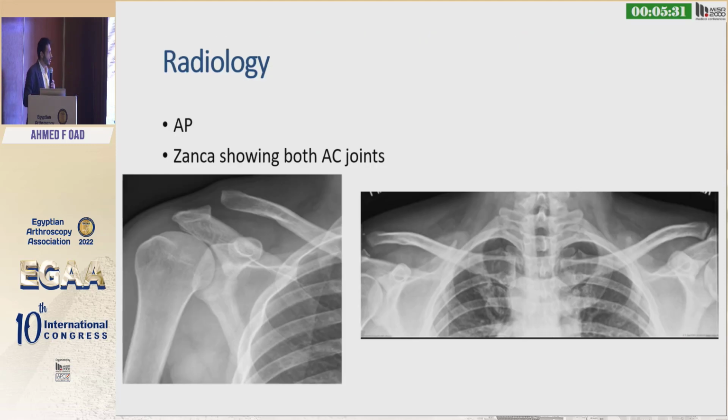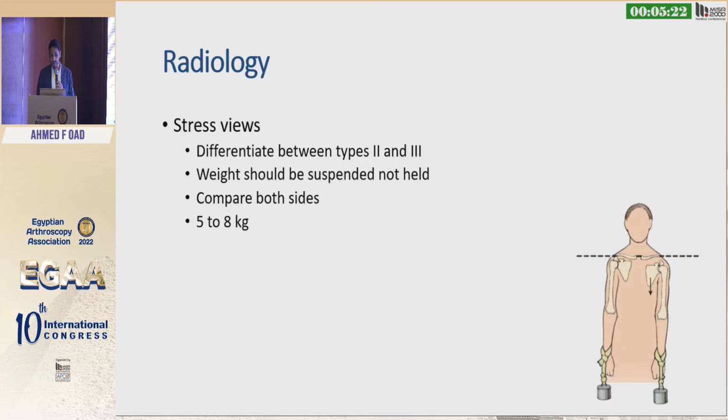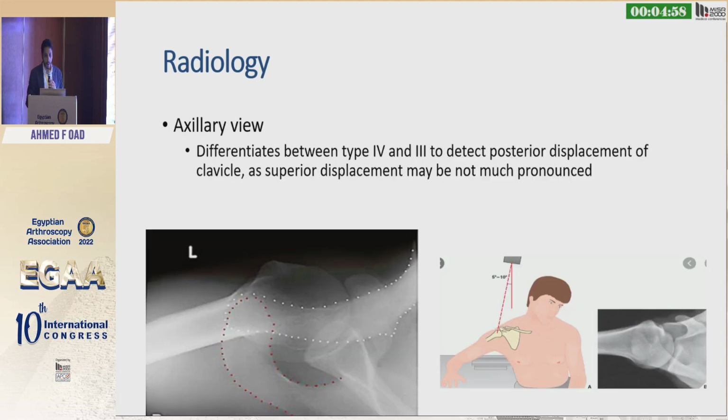Radiology includes the AP view as well as the Zanca view, which shows both AC joints with 15 degrees cephalad tilt. The stress view to differentiate between types 2 and 3 is done by holding a weight of maybe 5 to 8 kilograms and comparing both sides. Some authors don't recommend the use of these stress views, and they say there is no clinical significance in terms of management between a type 2 and a stable type 3.